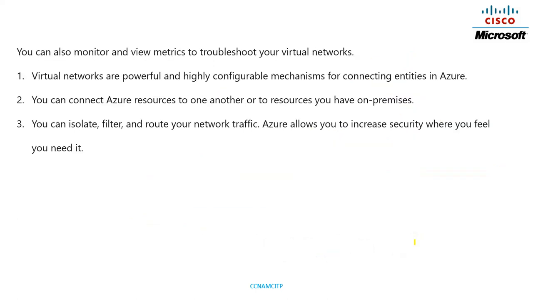So these are the other additional settings we can configure, and apart from this you can also monitor and view metrics to troubleshoot your virtual network. For example, let's see, virtual networks are powerful and highly configurable mechanisms for connecting entities in Azure. You can connect Azure resources to one another or to resources you have on premises. You can isolate, filter, and route your network traffic. Azure allows you to increase security where you feel you need it.